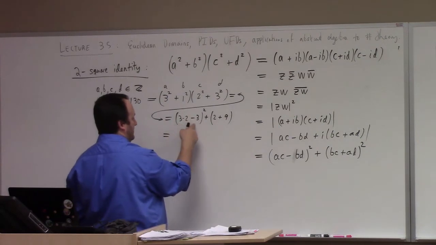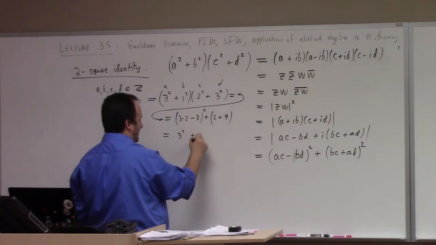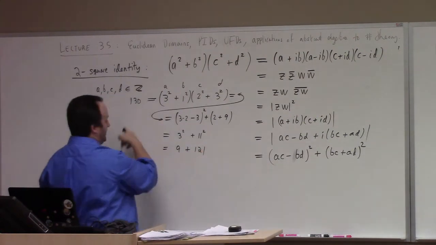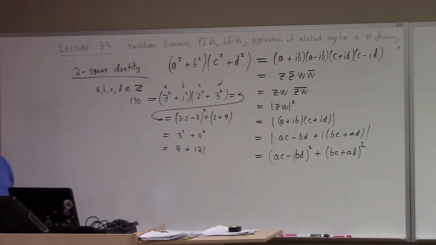That gives us that's 3 squared plus 11 squared? Well, of course. So 9 plus 121, 130. But it's kind of neat, right?